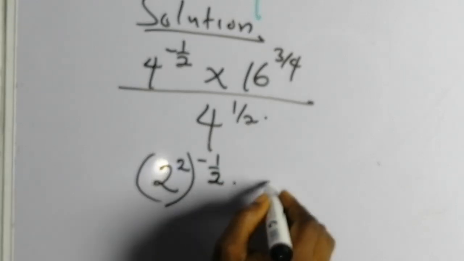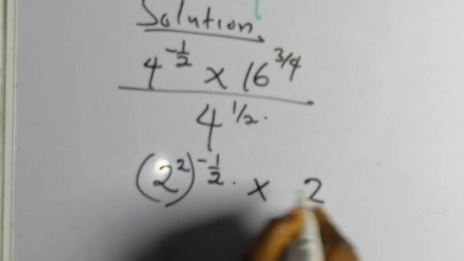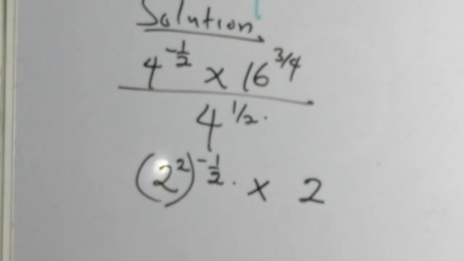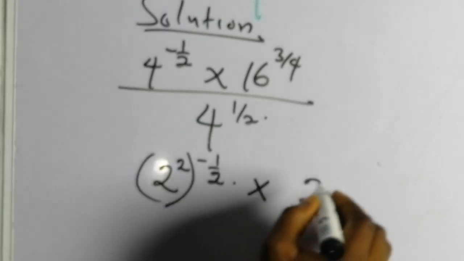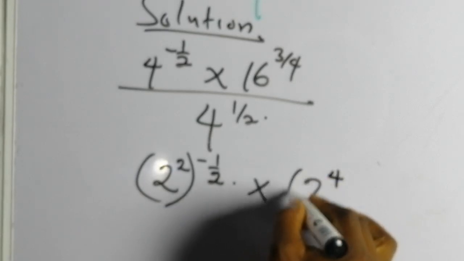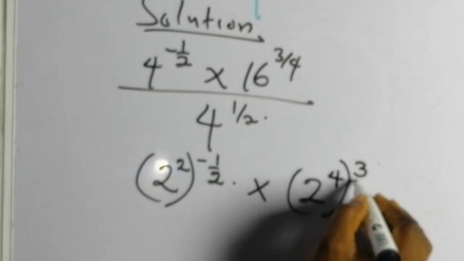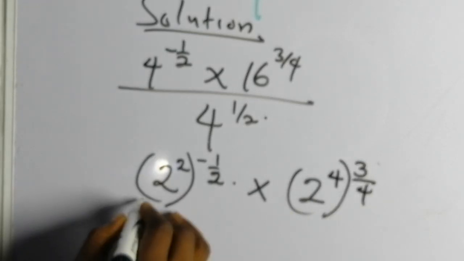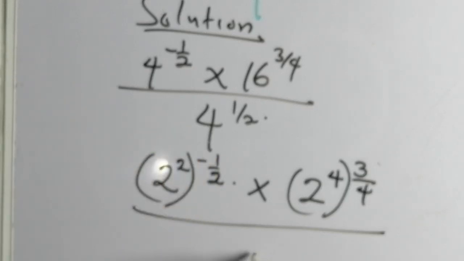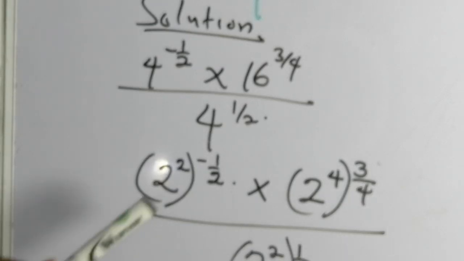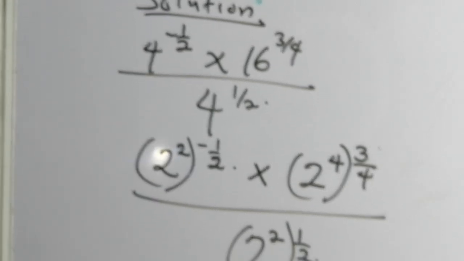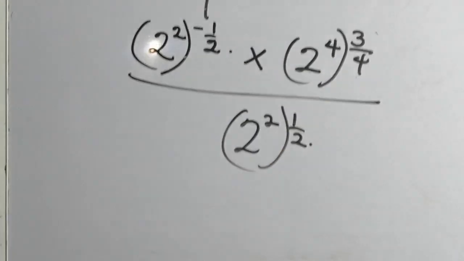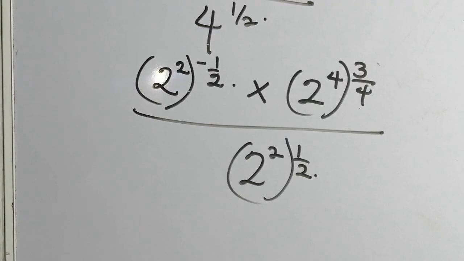Now, this one is also the same thing: 2 times 2 is 4, 4 times 2 is 8, 8 times 2 is 16. It's also the same thing as saying 2 raised to power 4 all raised to power 3 over 4. Then all over, the same thing applies for the denominator, 2 raised to power 2 all raised to power half. If you look at it very well, this bracket means times, this bracket here too, and this bracket here means times.